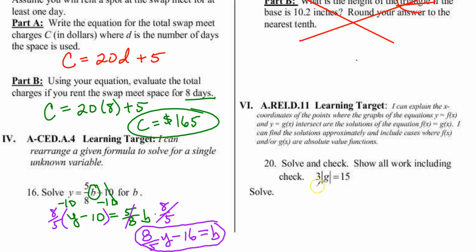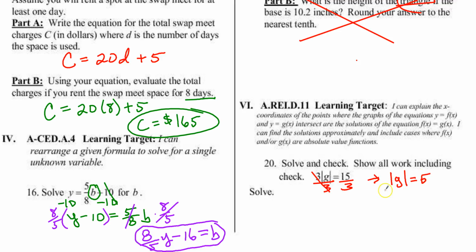So we need to solve this absolute value equation. So the first thing we need to do is isolate the g. So we're going to divide both sides by 3. So the absolute value, which is limited on space here, so the absolute value of g is equal to 5.